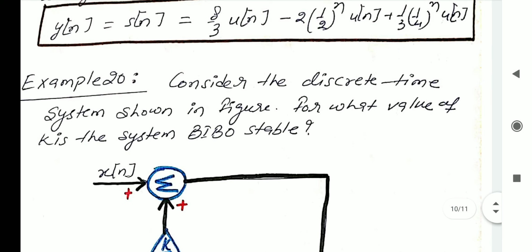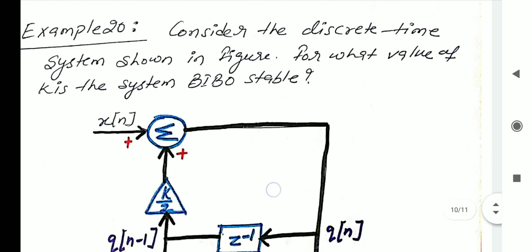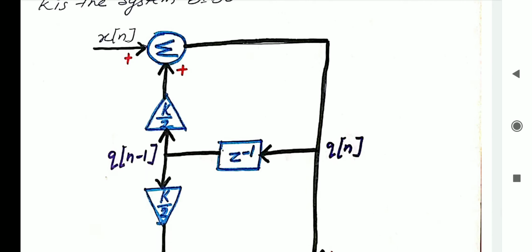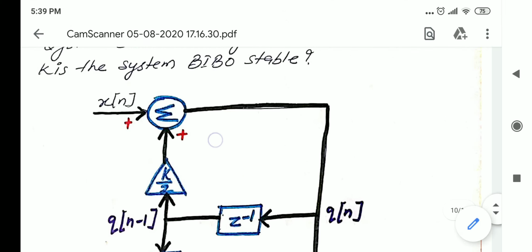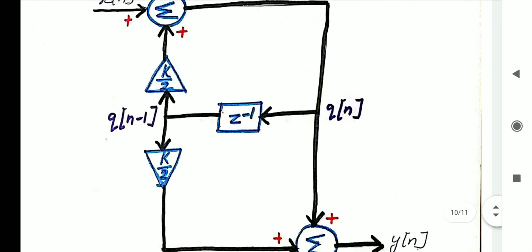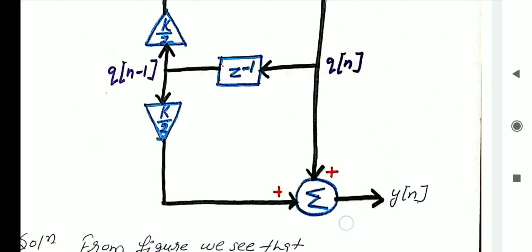Now the last example of this unit is, consider the discrete time system shown here. For what value of k will the system be a BIBO stable system? This is the input which is given to a summation, and from here we are directly giving to a z inverse block, that is, a time delay block. From here we are giving to a multiplier block. This multiplier block has a value k/2 and this multiplier block has a value k/3. Now from here it is given to a summation block, and from there the output is taken.